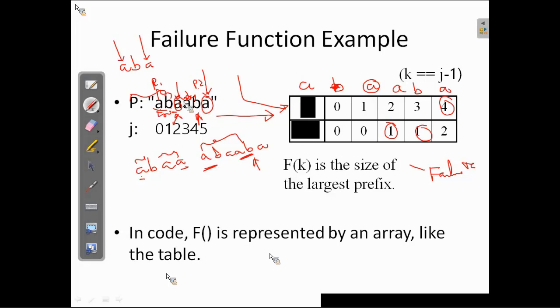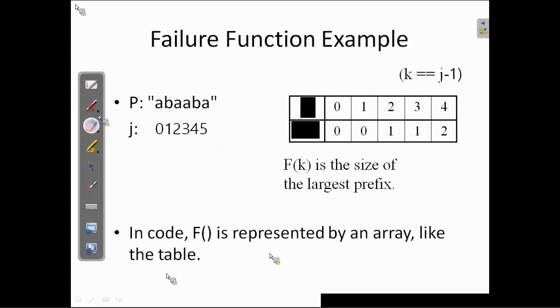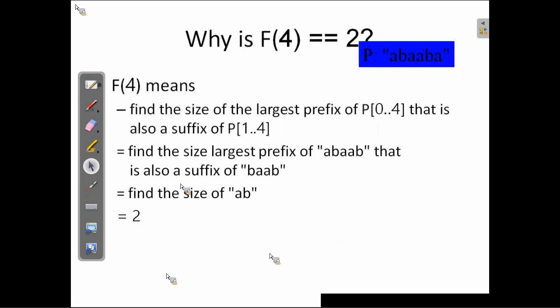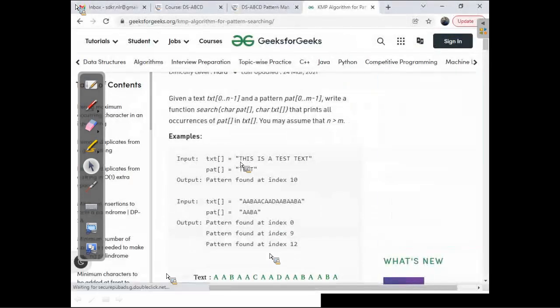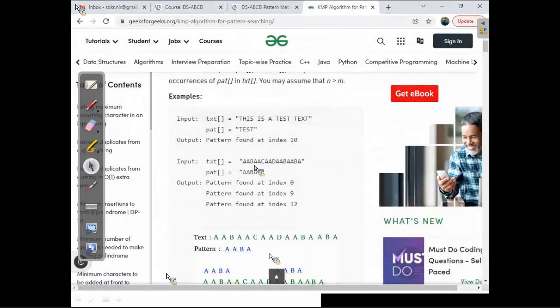Again, for every position, you have to compute what the value is. I am hoping that you understood how to do this. Again, I am going to repeat this. I don't know whether I have some other pattern. Let's go to GeeksforGeeks, pick up another pattern and try to understand this quickly. How to compute the failure matrix? The computing of the failure matrix is very crucial. So let's look at this pattern. Let's try this pattern.